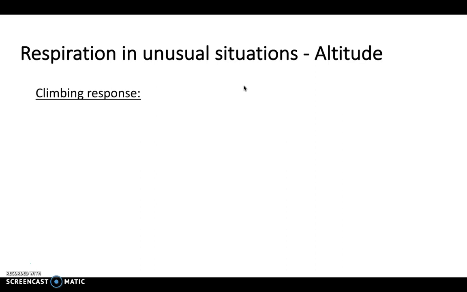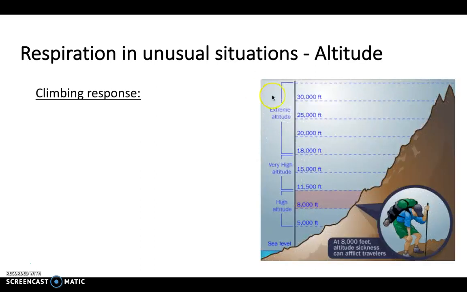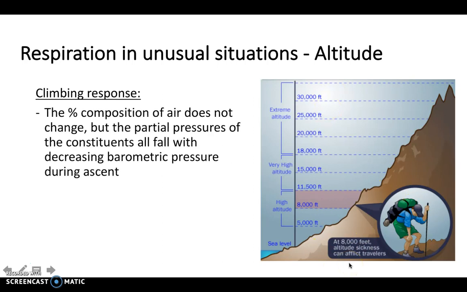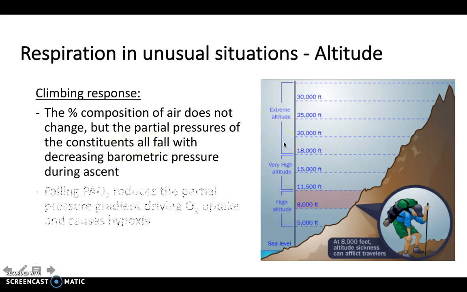So a few unusual situations now. If you're climbing, of course, as you ascend, you very commonly hear of people with altitude sickness. Essentially, this is not a result of a change in composition of air. You still have the same amount of oxygen, nitrogen, etc. in the air at 5,000 feet as you do at 25,000 feet. But the partial pressures of the constituents all fall with the decreasing barometric pressure during the ascent.